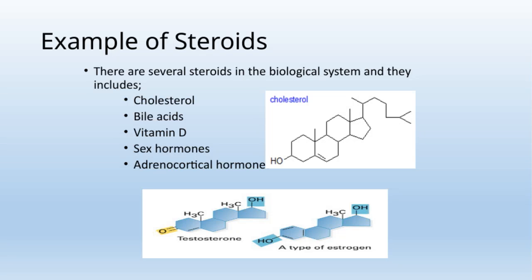There are several steroids present in the biological system, and they play crucial roles in various physiological processes. These include cholesterol, which is fundamental as a structural component of cell membranes and a precursor for other steroids. Bile acids are another group, essential for the digestion and absorption of fats. Vitamin D, on the other hand, is vital for calcium regulation and bone health.